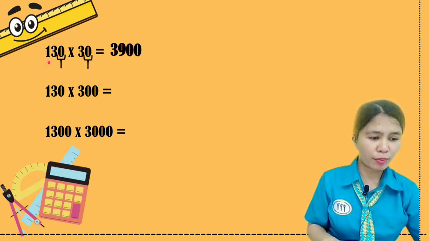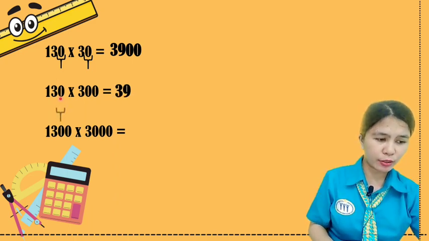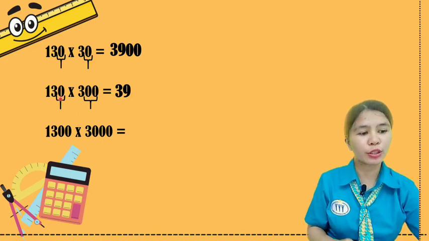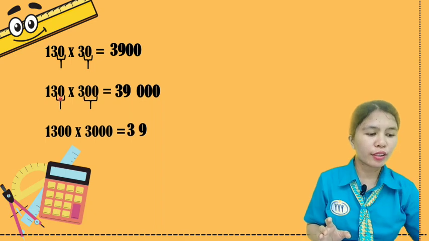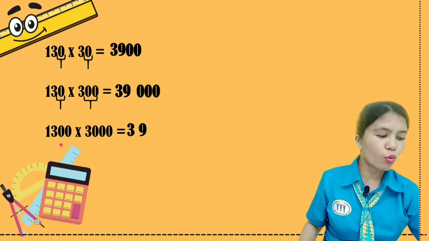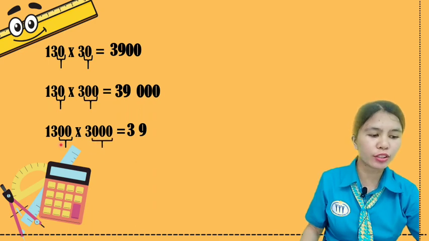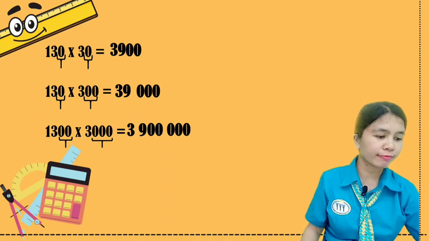And next, we multiply again. 13 times 3 equals 39. We have 1 zero here and 2 zeros here. So 1 zero plus 2 zeros equals 3 zeros, so we can place 3 zeros here. And for the next one, 13 times 3, we have 2 zeros here plus 3 zeros, which equals 5 zeros. We will place 5 zeros here.